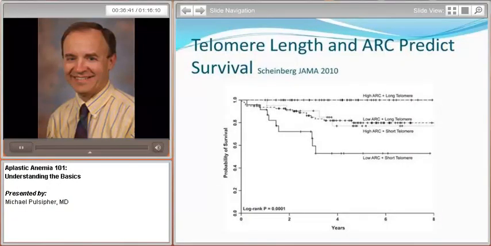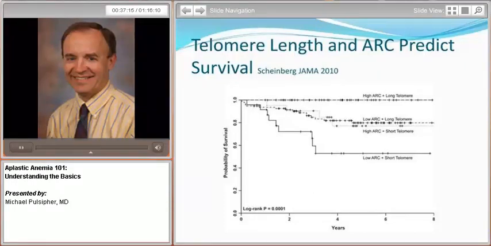Now, there have been a few things recently over the last 5 to 10 years that we've been trying to use to predict outcomes with immune suppression. One of them is absolute reticulocyte count. That's the number of very early red cells that are being produced. And the other is telomere length. Telomeres are the ends of your chromosomes. If you recall, all of us have chromosomes, our genes, and at the very end of these very long DNA strands are telomeres.